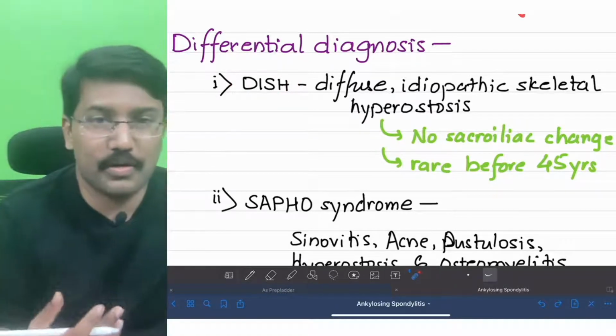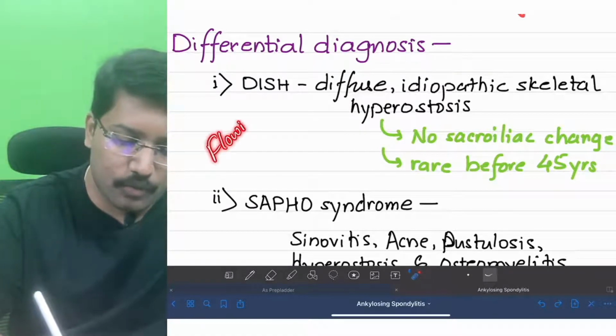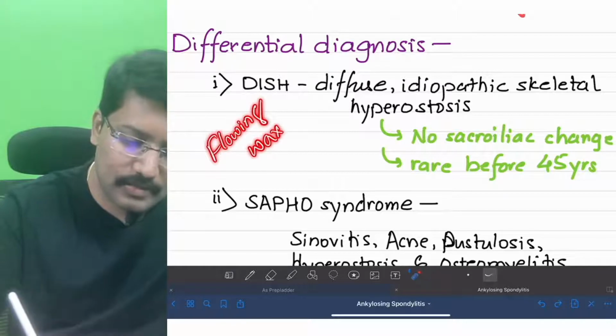Then just because we're talking about it, I will tell you one important radiological sign that you should remember, that is known as the flowing wax sign.